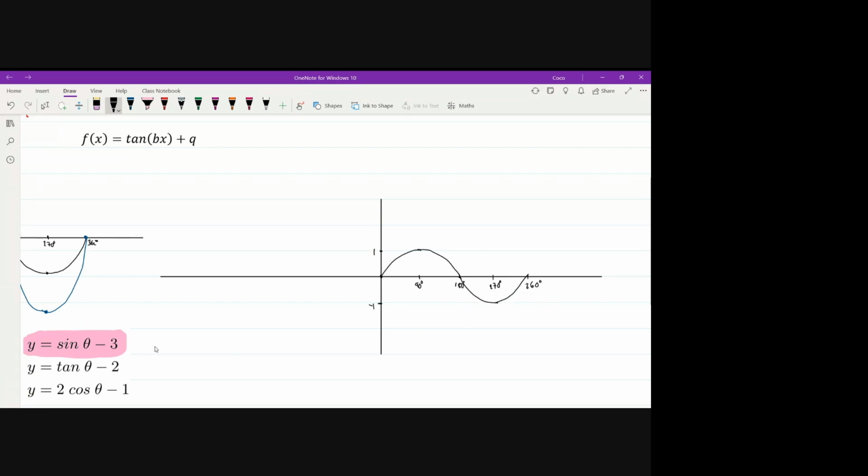Okay, so we're going to draw the graph of y is equal to sine theta minus 3. Okay, and we're going to draw it in pink. So we're going to use the exact same prompts, guys. We're going to use 0 degrees, 90 degrees, 180, 270, and 360, right? And we're just going to punch those in. We're just going to go sine 0 minus 3 into your calculator.